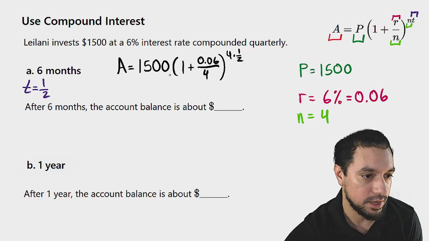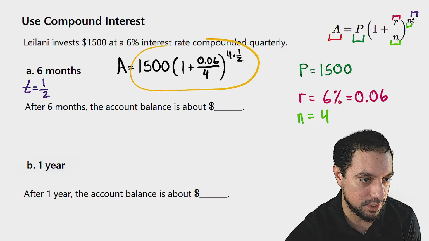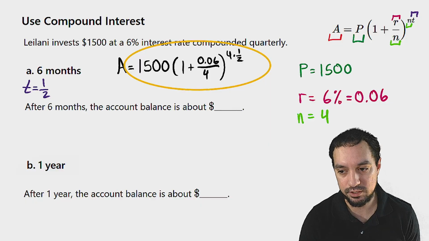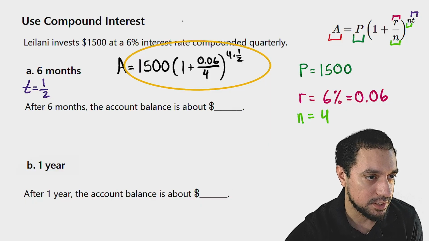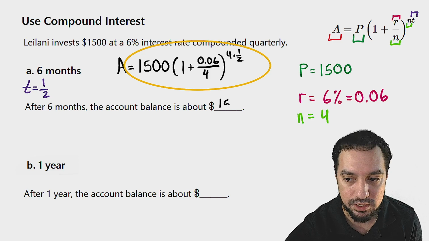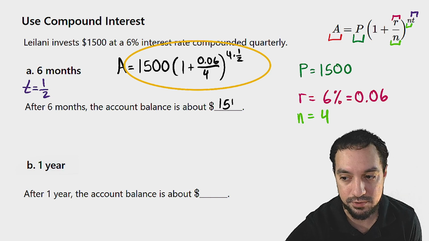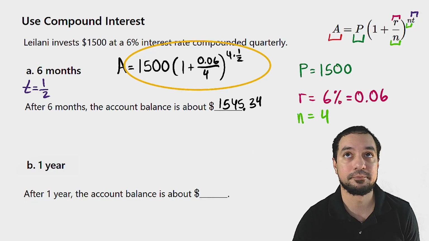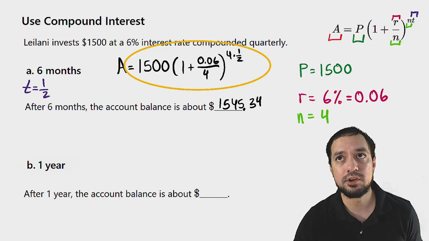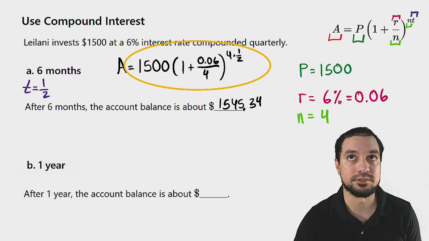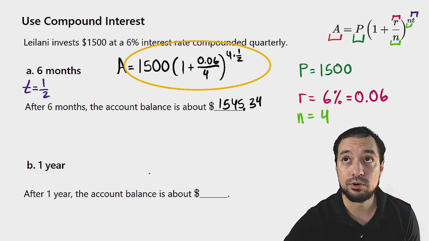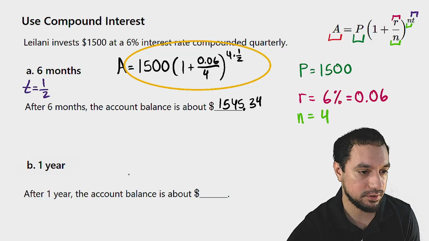All right. Next, I'm going to take all of this right here and pop that in my Desmos calculator, exactly how it looks there. And we are going to get back an answer of $1,545.34 once it goes through my calculator. About $45 for letting it sit for 6 months. Not too bad.